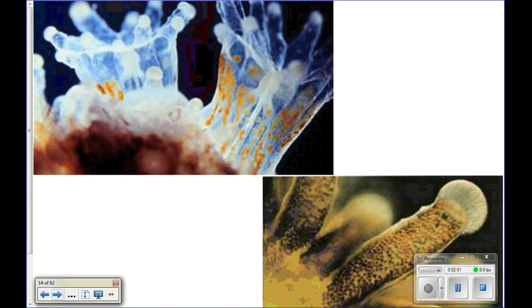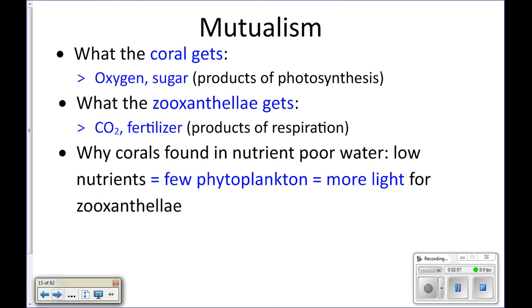So see the brown spots on this? Okay, that's where the zooxanthellae are. Okay? So coral gets sugar and oxygen, and the zooxanthellae get carbon dioxide and fertilizer.